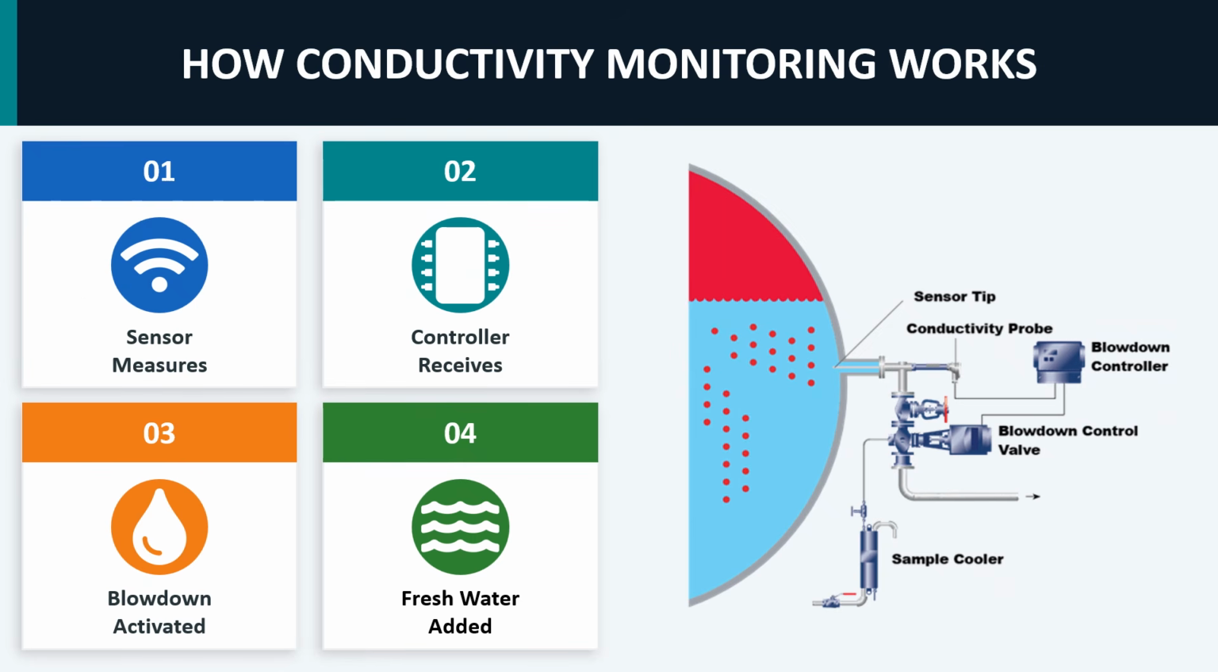How conductivity monitoring works. The process is simple and automatic. A conductivity sensor continuously measures the water inside the boiler. The reading is sent to a controller. When conductivity rises above the set limit, the controller activates a blowdown valve. Concentrated water is removed and replaced with fresh feed water. Once conductivity returns to the desired range, the valve closes. This continuous cycle keeps boiler water quality under control 24 hours a day.